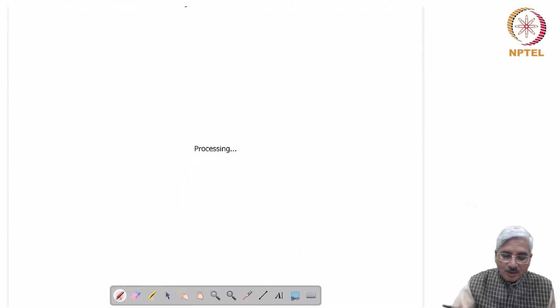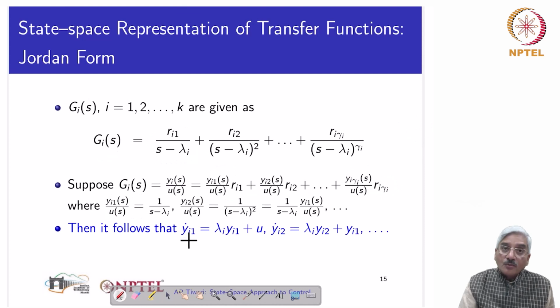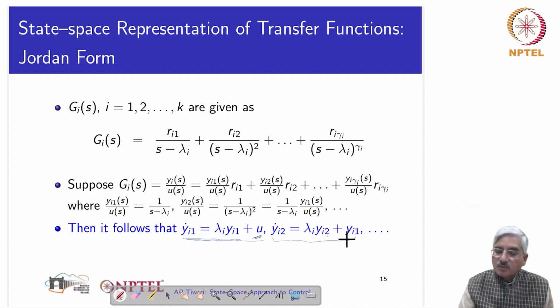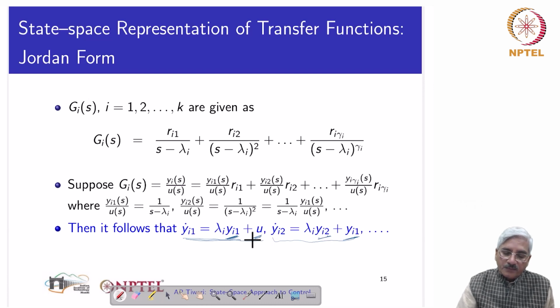So what it gives is that yi1 dot will be lambda I yi1 plus u, yi2 dot will be lambda I yi2 plus yi1. This is the difference. In place of u we have yi1, and of course in place of lambda I yi1 we have yi2. So in this manner the outputs of respective blocks get represented.